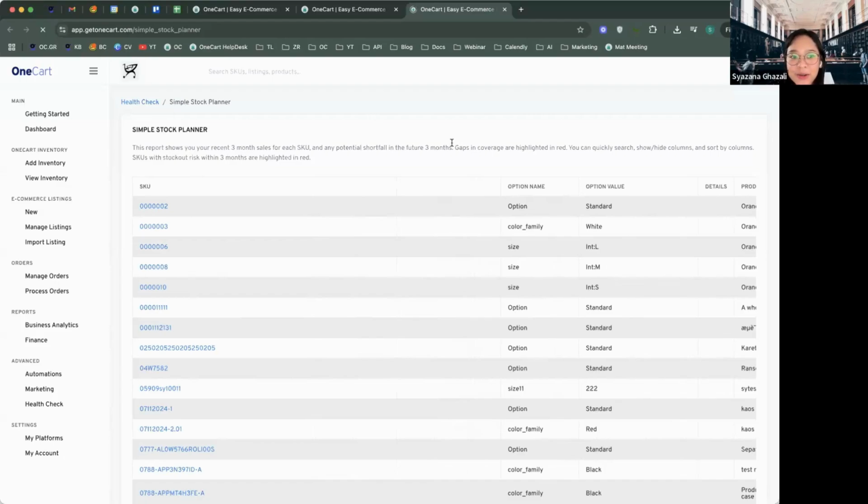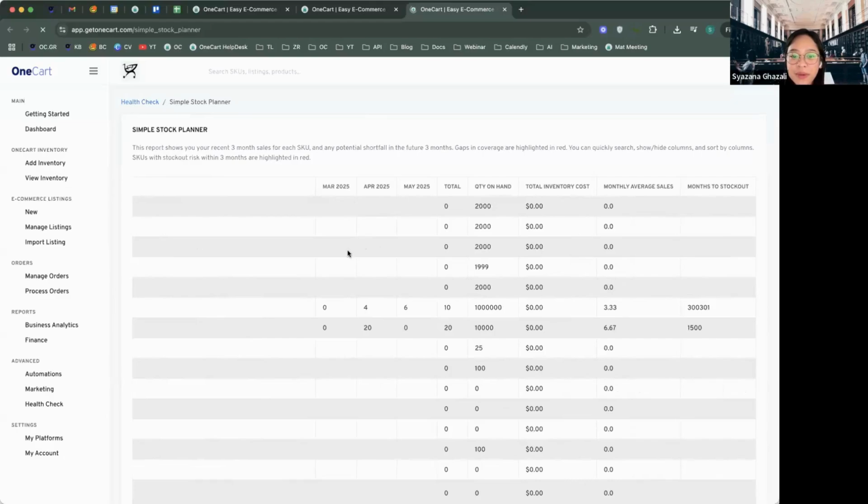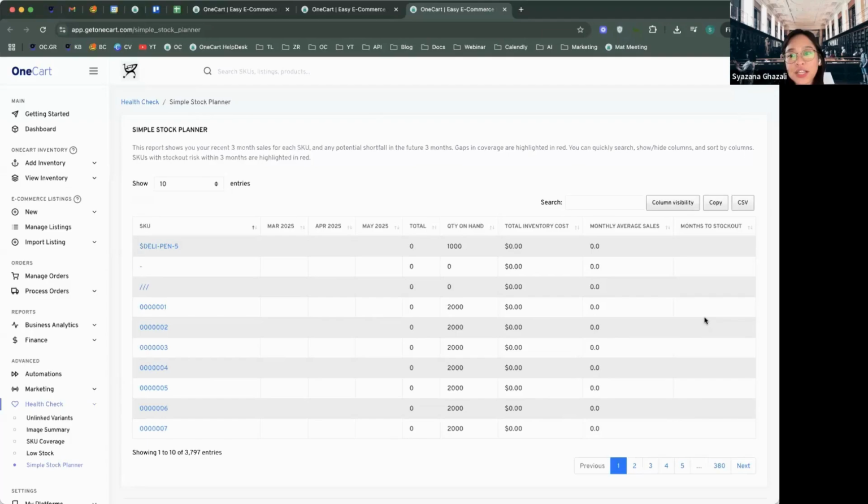It just tells you your recent 3 months of sales for each SKU. So you can see here, for the past 3 months, what are the SKUs that are being sold and not being sold, and what is the months to stock out. You can also use this simple stock planner to identify those SKUs that you need to restock. We also have this low stock view, where you're able to see what items you need to replenish, to ensure that you do not miss any opportunities.